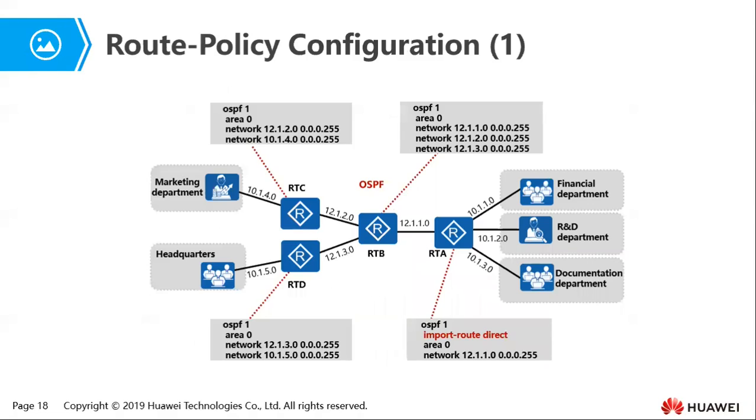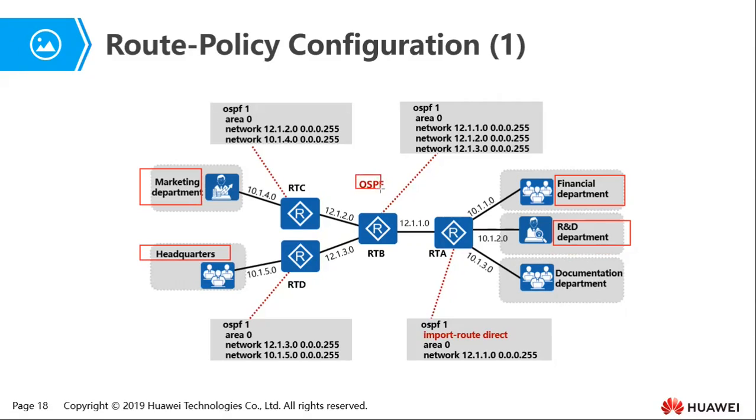Okay. So what are we doing here? Route policy configuration. Just the first part of it. For the scenario that we wanted, we can implement it this way so that you understand it. You remember we were saying we don't want the marketing department to access the finance and R&D department. Again, we don't want the headquarters to access the R&D department. So how can we implement this particular scenario?